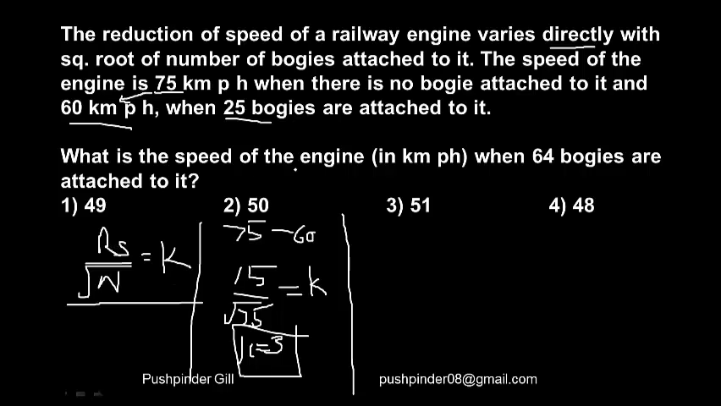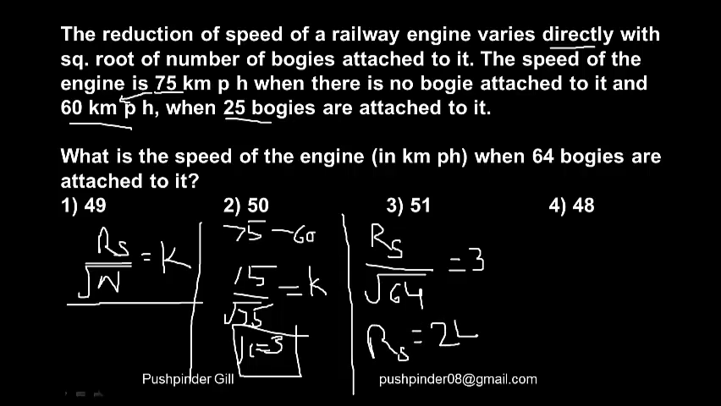Now what is the speed of the engine when 64 bogies are attached to it? Now we calculate the reduction of the speed. Reduction of the speed divided by the square root of 64 is equal to 3. That means the reduction of speed is equal to 8 times 3, that is 24. That means the speed is going to reduce by 24. The normal speed is 75 minus 24, which is going to give you the answer, right?